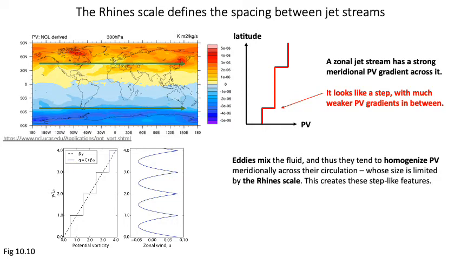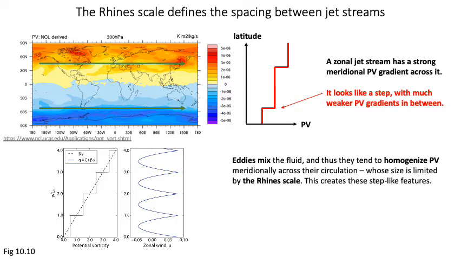What's interesting is that eddies mix the fluid, and they tend to homogenize PV meridionally across their circulation, whose size is limited by the Rhines scale. So this creates these step-like features, and you should really think of this in one hemisphere or the other. I wouldn't combine the hemispheres here. But in the extratropics, the distance of homogenization is set by, or at least limited by, the Rhines scale.